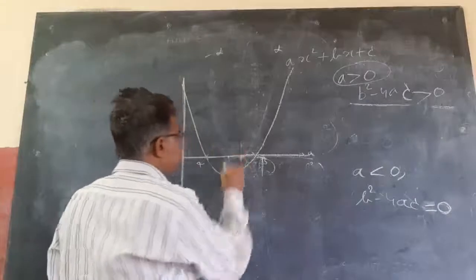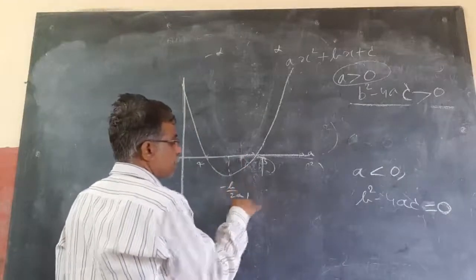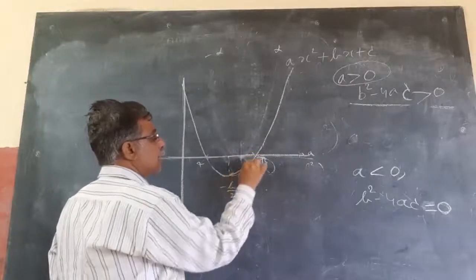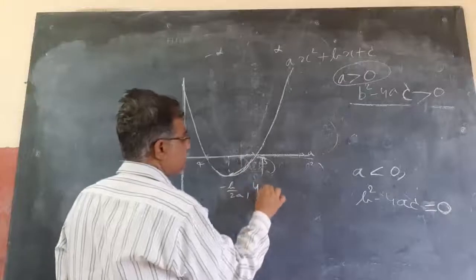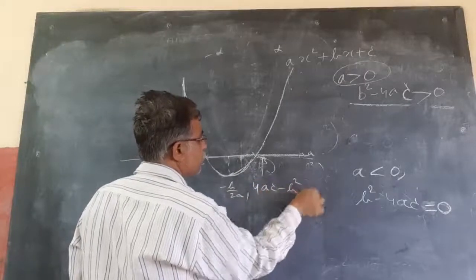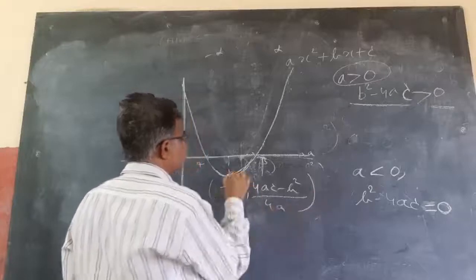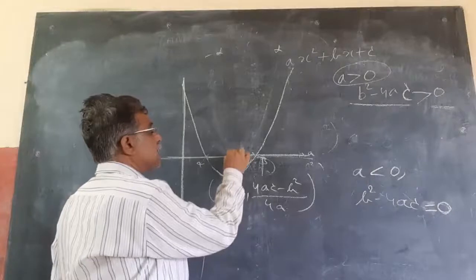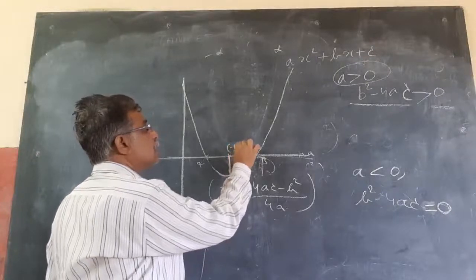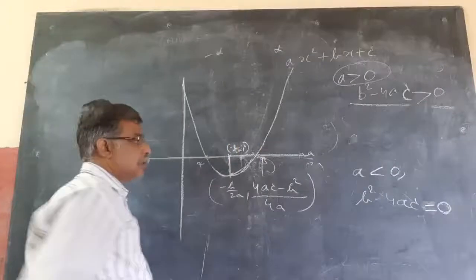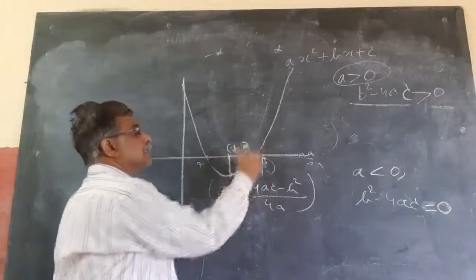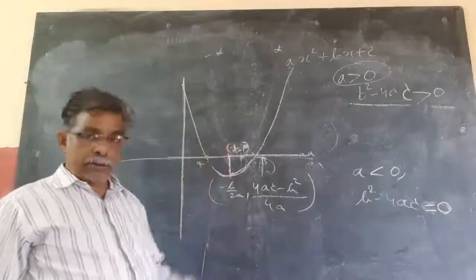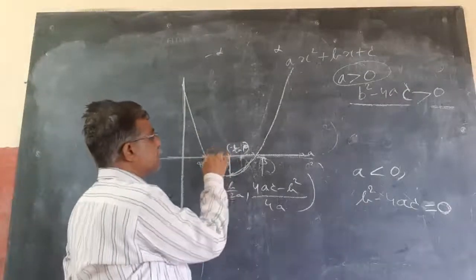Now at this point, minus b by 2a, since a is more than 0 it will have a minimum value, as I told. So this is the minimum value. It can't go beyond this. The minimum value is 4ac minus b square by 4a. So this x value here is minus b by 2a on the x-axis.